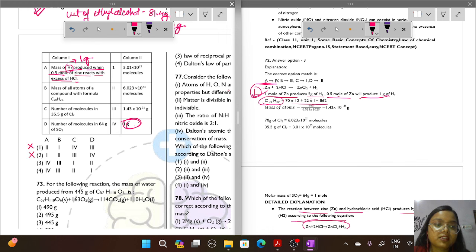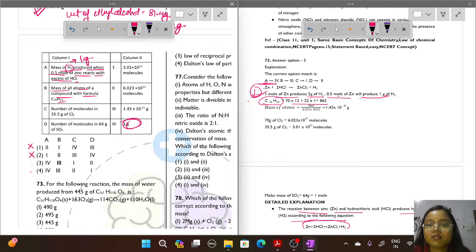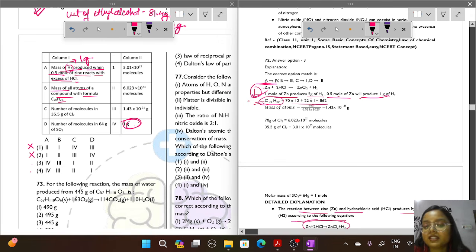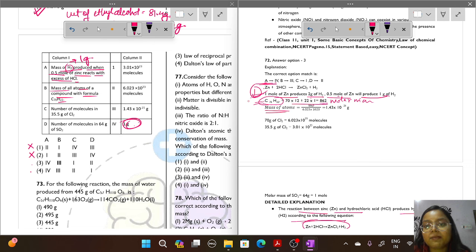So this is incorrect, this is incorrect. From these two we have to find out the mass of all atoms of compounds with formula C70H22. We simply have to find out the molar mass here. So what will be the molar mass? It's 862, and the mass of atoms comes out to be 862 by Avogadro number, which is 1.43 into 10 to the power 21 minus 21 gram, which means B has 2 as the correct option.